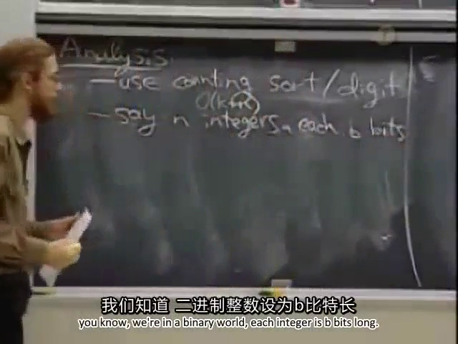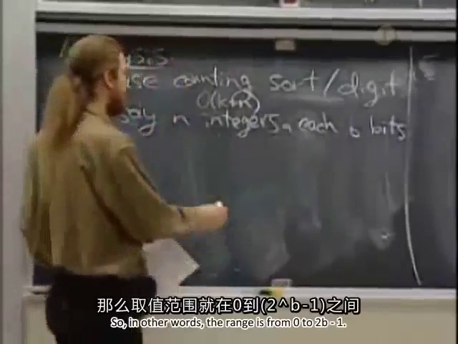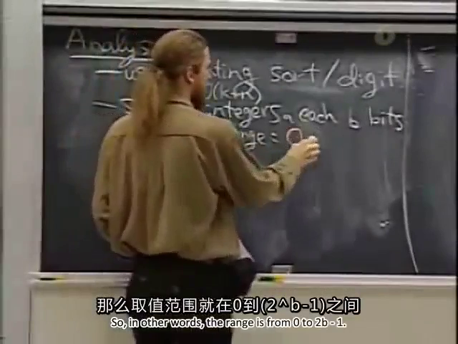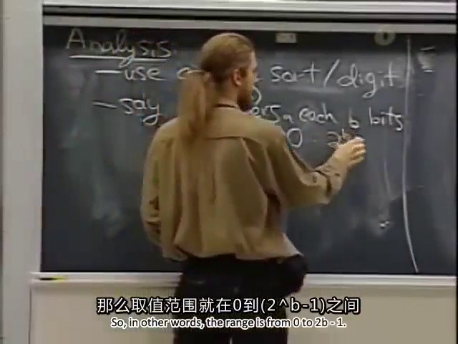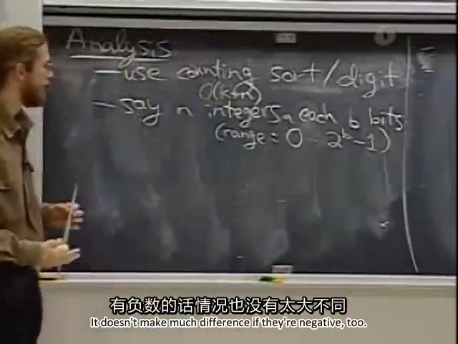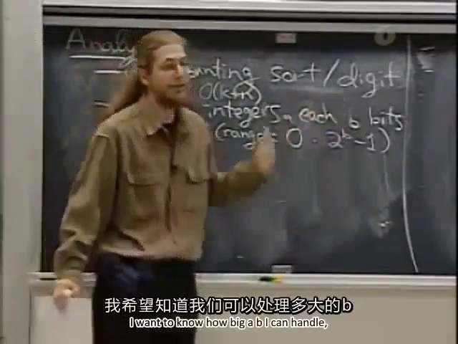So let's say, sort of a practical way of thinking, we're in a binary world, so let's say that each integer is b bits long. So in other words, the range is from 0 to 2 to the b minus 1. I'll assume that my numbers are non-negative. Doesn't make much difference if they're negative too. Okay, so I want to know how big a b I can handle.